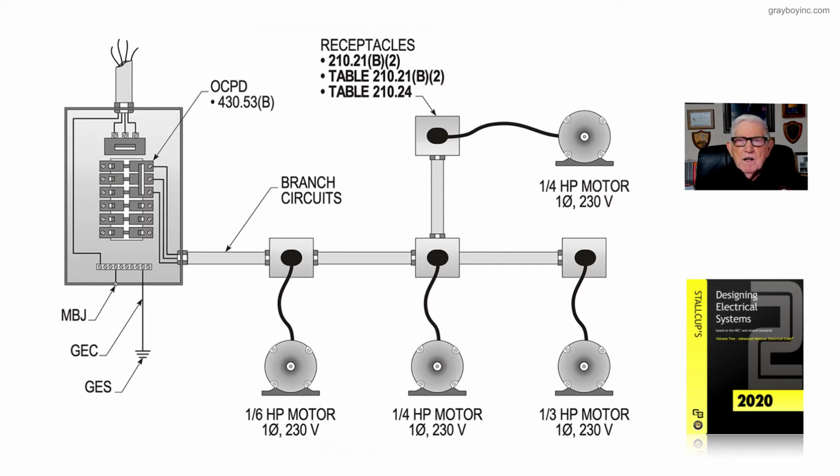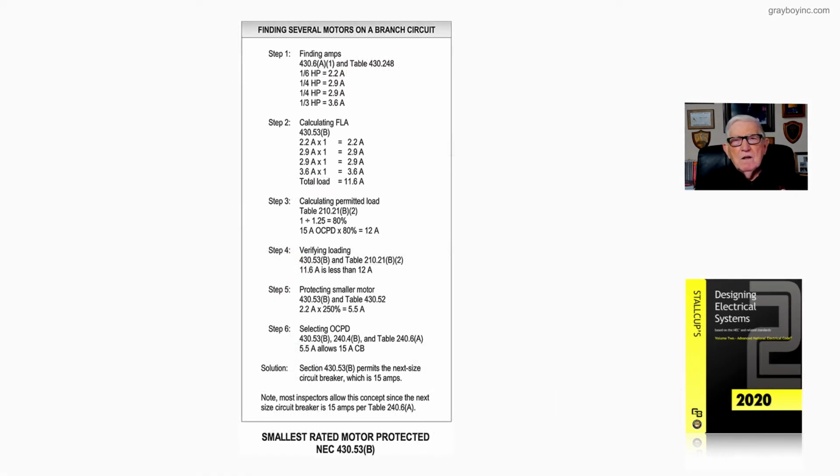Now notice we have a quarter horsepower motor here, single phase, 230 volt. And right below it, we have a 1/3 horsepower motor, single phase, 230 volt. Next to it, we have a quarter horsepower motor, single phase, 230 volt, and a 1/6 horsepower motor at 230 volt. And we want to know if these motors could be connected to that 15 amp circuit breaker in accordance with 430.53(b). So let's look at some calculation procedures.